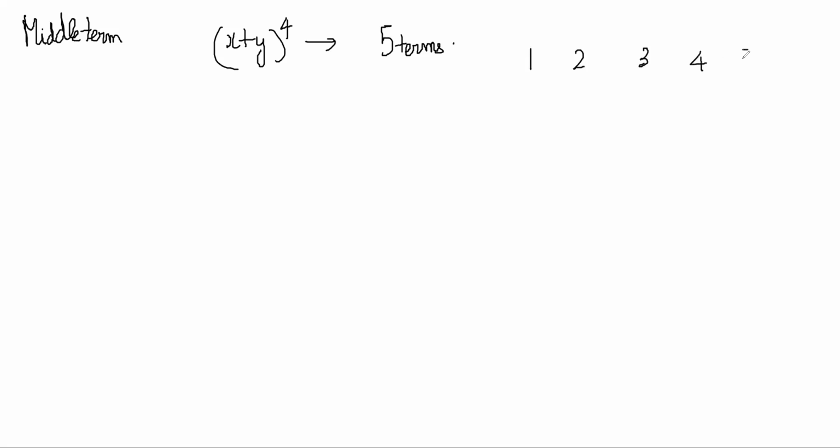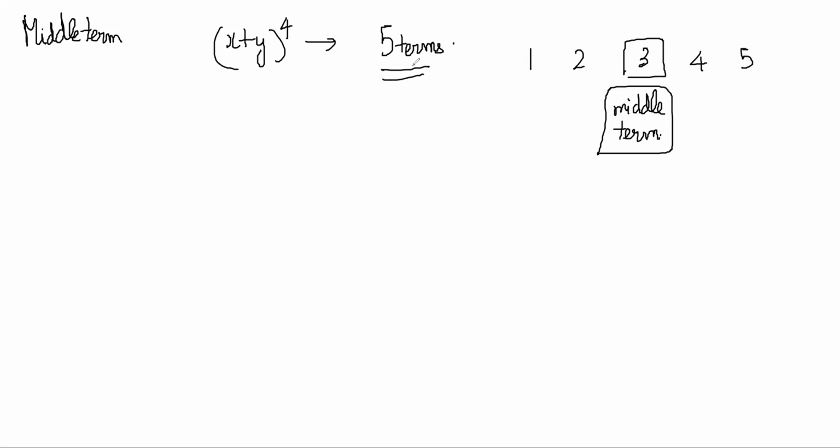Okay. Then we will discuss something called middle term. Middle term is very obvious. So if you have x plus y to the power 4, how many terms are there? There are 5 terms, no? So there is only one middle term there, right? Because 1, 2, 3, 4, 5. Third term will be middle term, no? Because there are odd number of terms total.